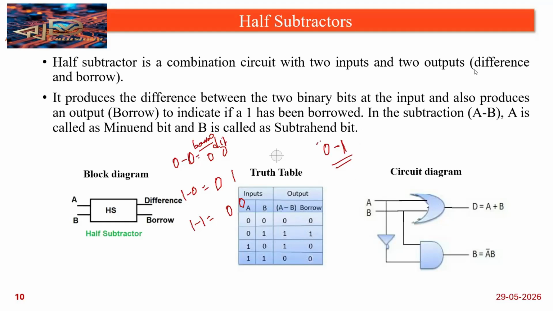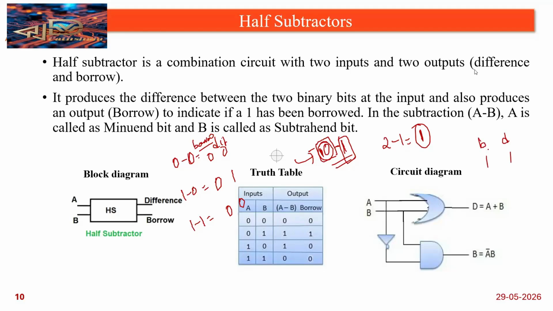Here he doesn't have any money, but someone is asking for 1 rupee, so he wants to borrow 1 rupee. So it is added beside the zero: 1 0 means what? 2. The binary value 1 0 has decimal value 2. 2 minus 1, then the difference is 1, and the borrow is also 1.